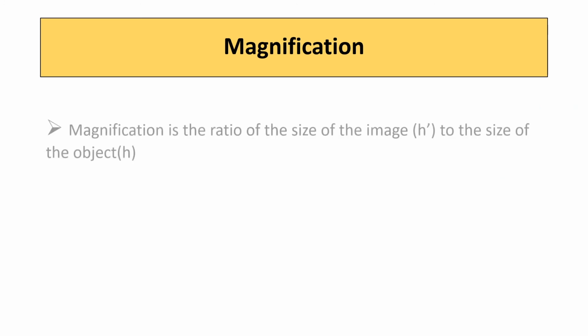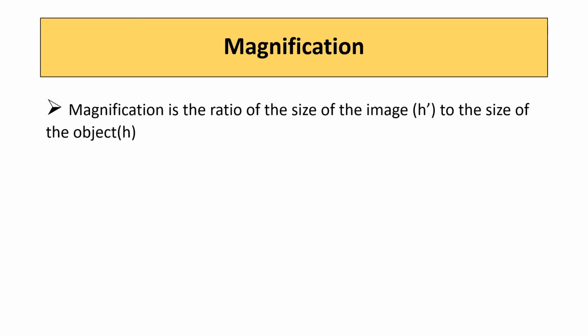m is also related to the image distance and object distance by this relationship. m is equal to minus v by u, where u is the object distance and v is the image distance. Magnification is the ratio of the size of the image to the size of the object, h dash by h, and m is equal to minus v by u.